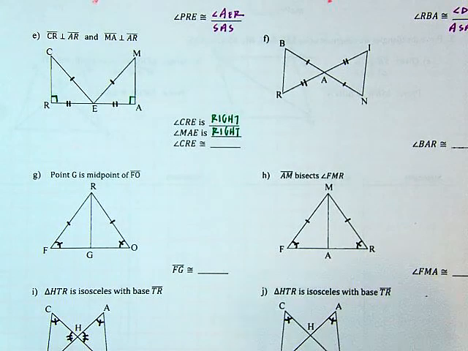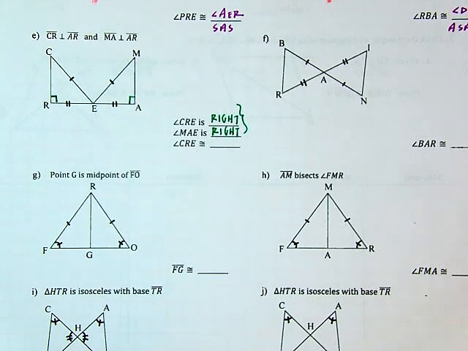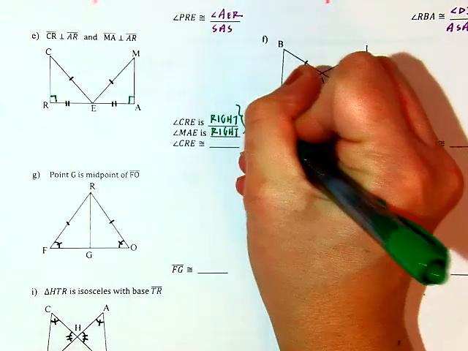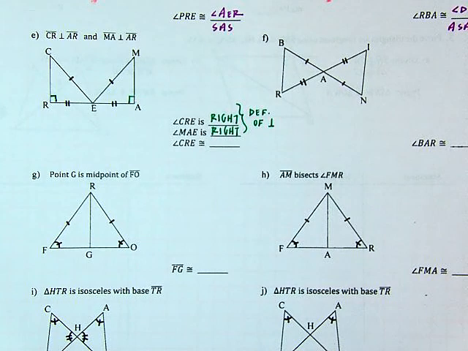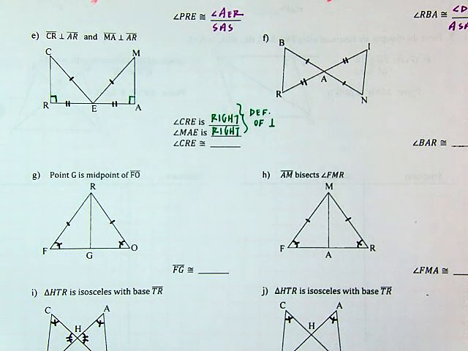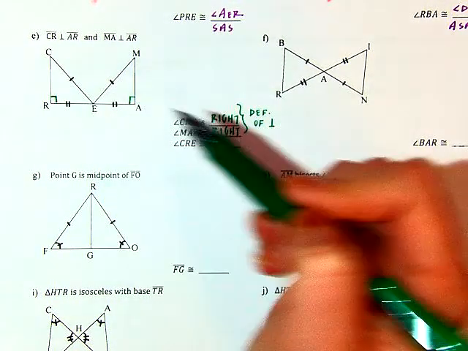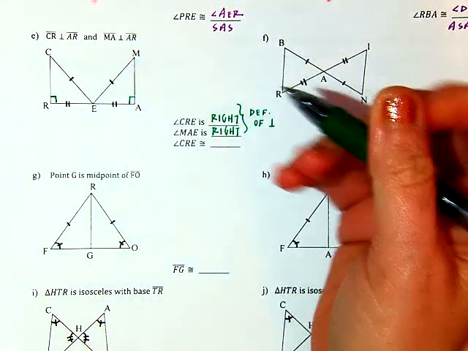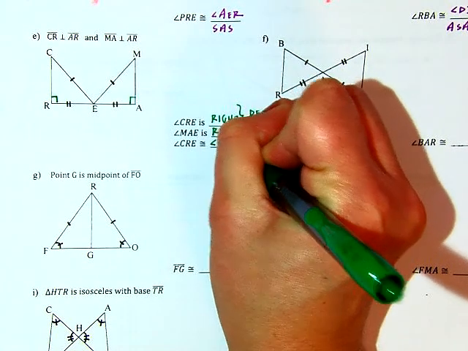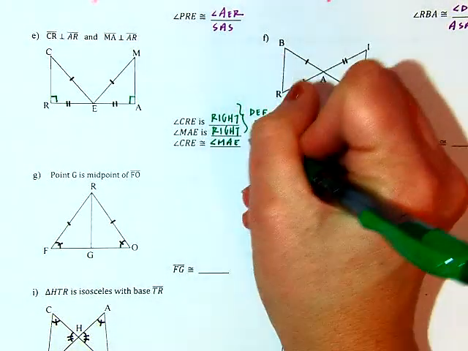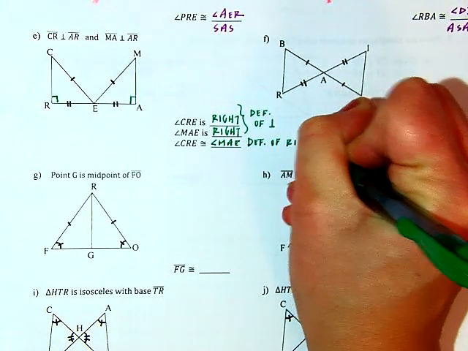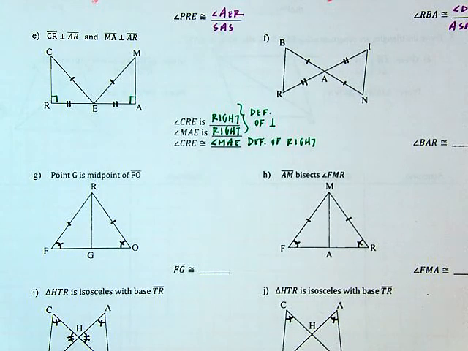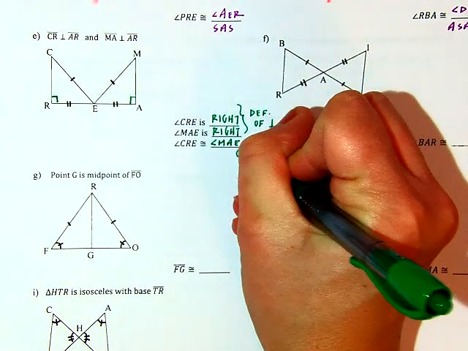All right, so how did I get there? I'm just building off of what it means to be perpendicular. So this would be definition of perpendicular. If I'm told that I have perpendicular pathways, that creates right angles. And then if I want to say that CRE is congruent to MAE, then I would just use definition of right. If I wrote a sentence, that would be fine. So I can just say right angles are congruent. I will always take that as well.